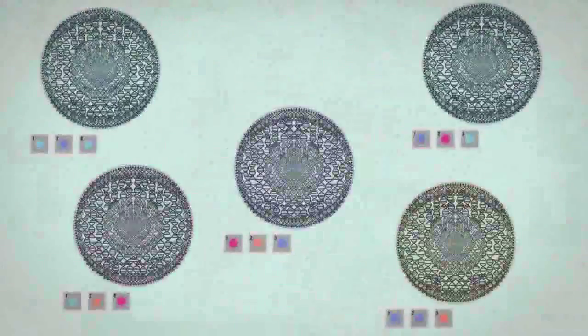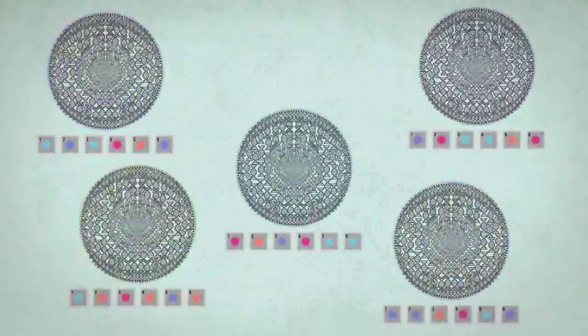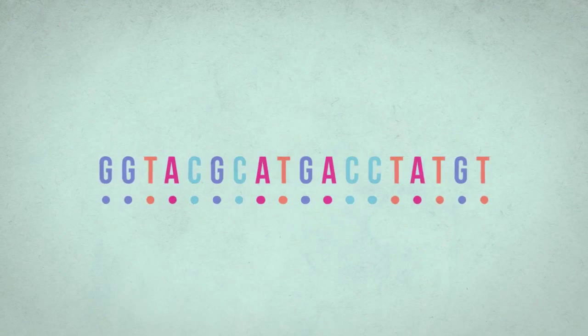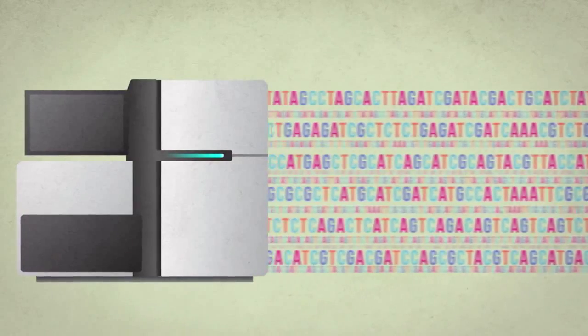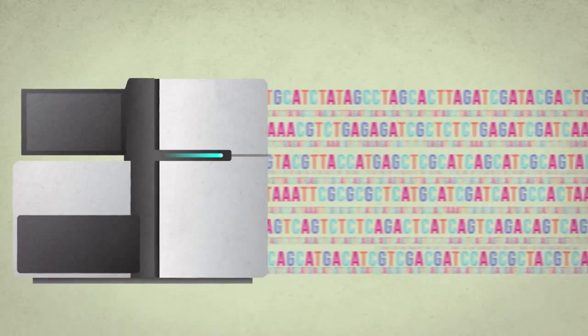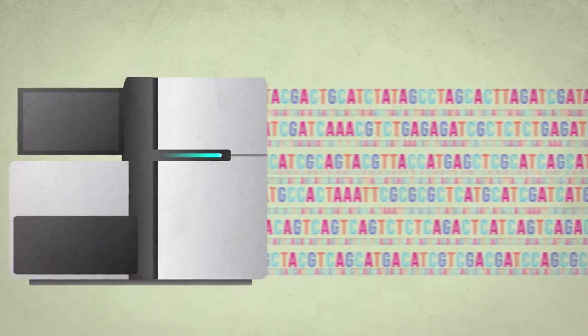Scientists then take pictures of each snippet of genome. Seeing the order of the colors allows us to read the sequence. The sequences of each of these millions of pieces of DNA are stitched together using computer programs to create a complete sequence of the entire genome.